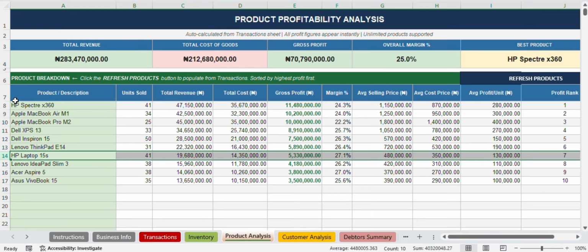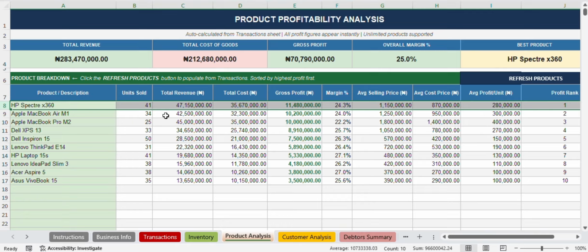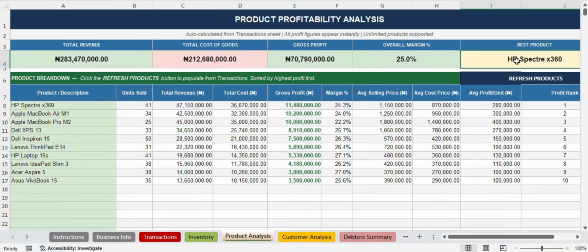Your best performing product is HP Spectre X360. That is your best performing product because as much as the profit margin is little, you sold more, you sold plenty, and it has given you the highest revenue. Hence, you have your best product here, which is your HP Spectre, right?